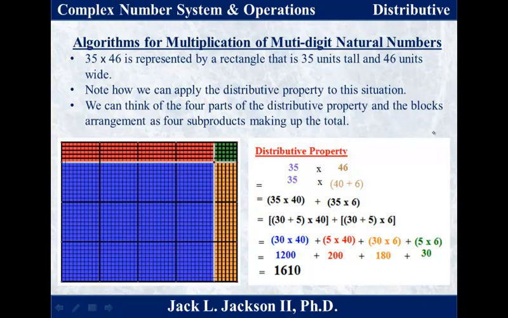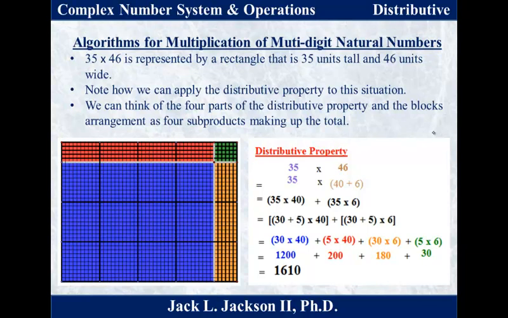Now we can think of each of these blocks as being a part of what happens if we apply the distributive property. So if we take 35 times 46, we can think of 46 as 40 plus 6. So then we distribute to 35, that's 35 times 40 plus 35 times 6. Now we can think of the 35 as 30 plus 5 in both cases. In the left part, we can distribute the 40, and we have 30 times 40 plus 5 times 40. And then we distribute the 6 on the right part, and we get 30 times 6 plus 5 times 6.